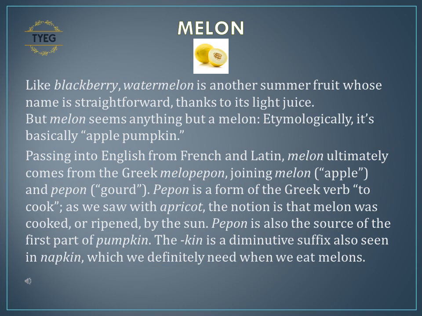Melon. Like blackberry, watermelon is another summer fruit whose name is straightforward, thanks to its light juice. But melon seems anything but a melon. Etymologically, it's basically apple pumpkin. Passing into English from French and Latin, melon ultimately comes from the Greek melopepon, joining melon, apple, and pepon, gourd. Pepon is a form of the Greek verb to cook, as we saw with apricot. The notion is that melon was cooked, or ripened, by the sun. Pepon is also the source of the first part of pumpkin. The kin is a diminutive suffix also seen in napkin, which we definitely need when we eat melons.